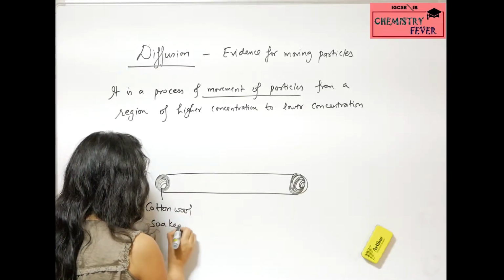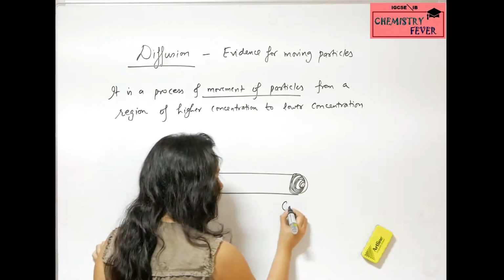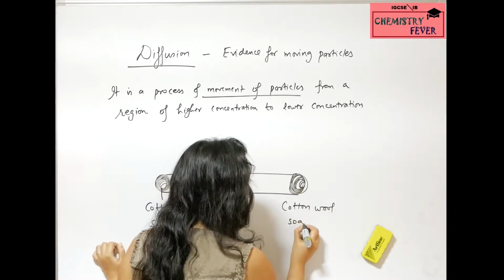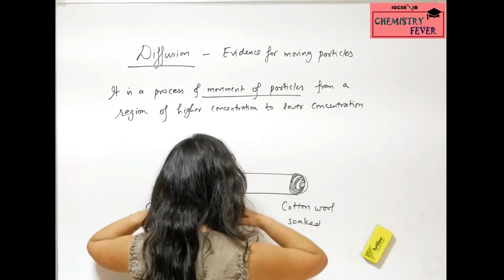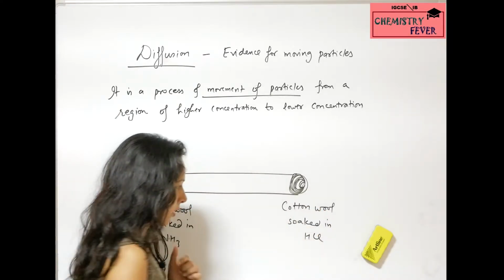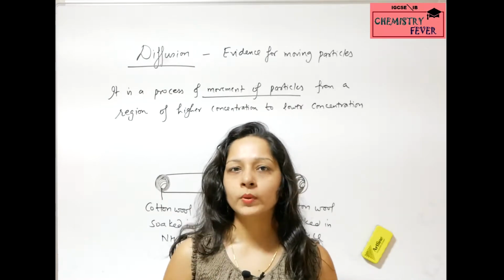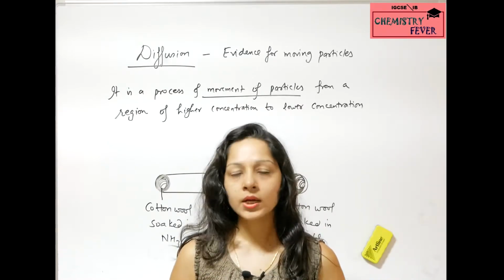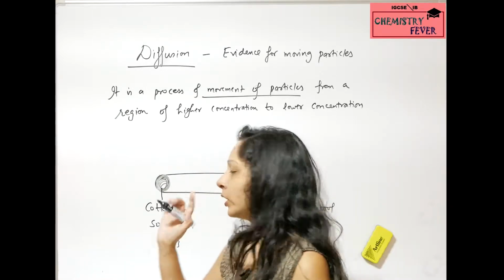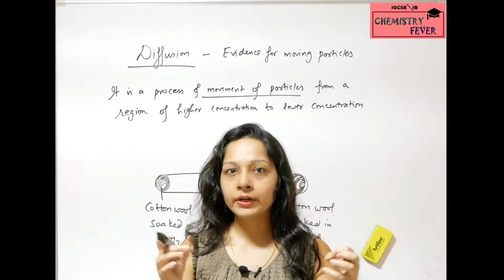soaked in ammonia. This is the cotton wool soaked in HCl, right? Now both are in the gas form. HCl is also in the gas form. You're not taking liquid, and your ammonia is also in the gas form. Now what will happen? The gases will diffuse.